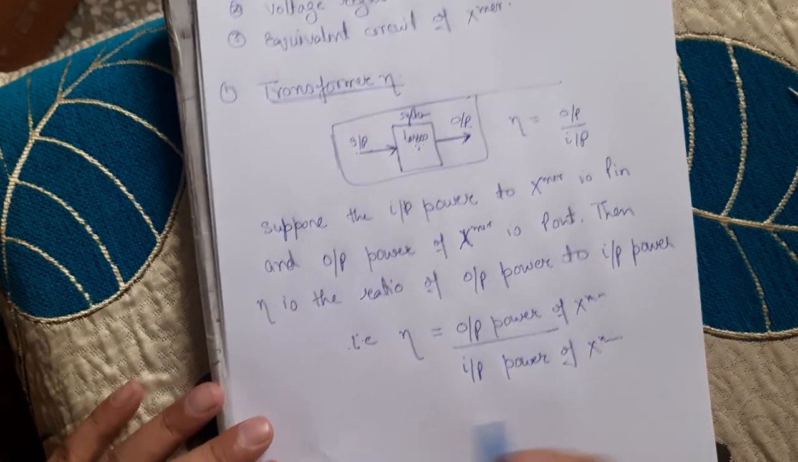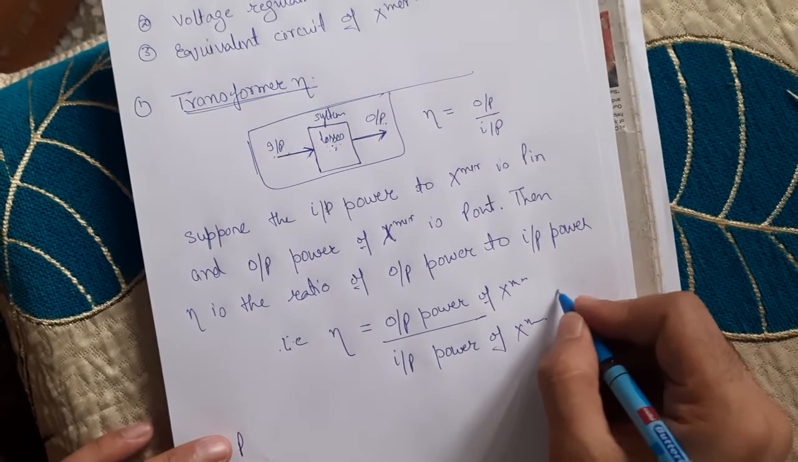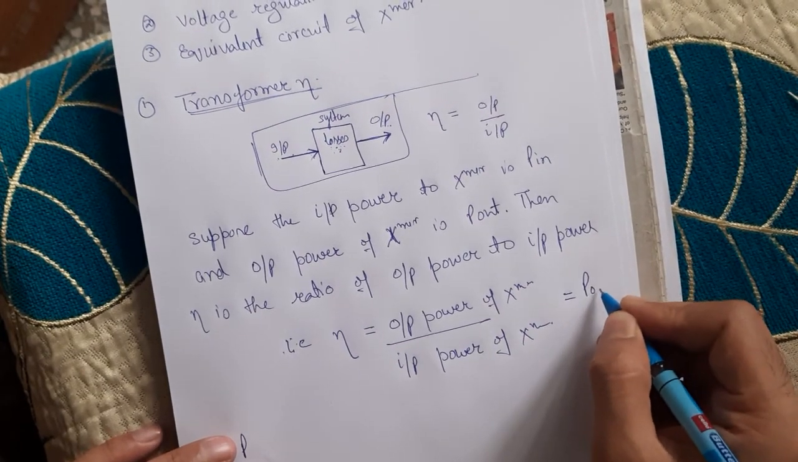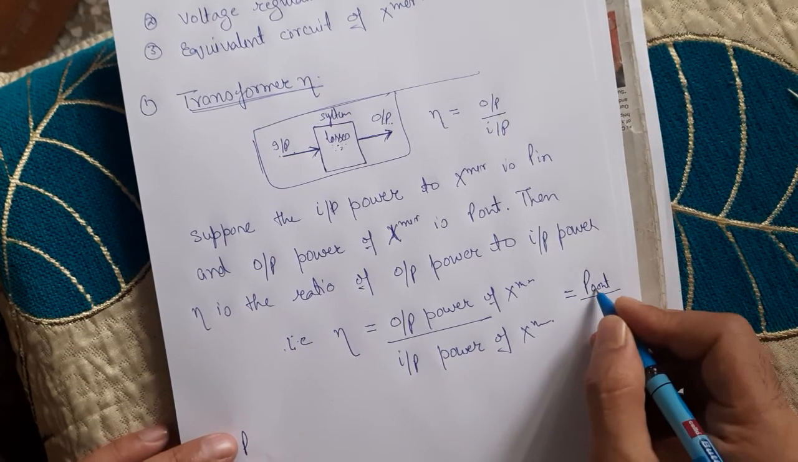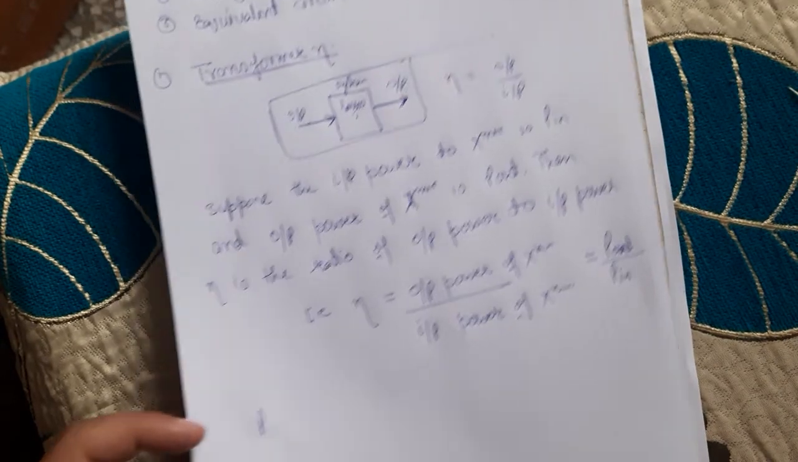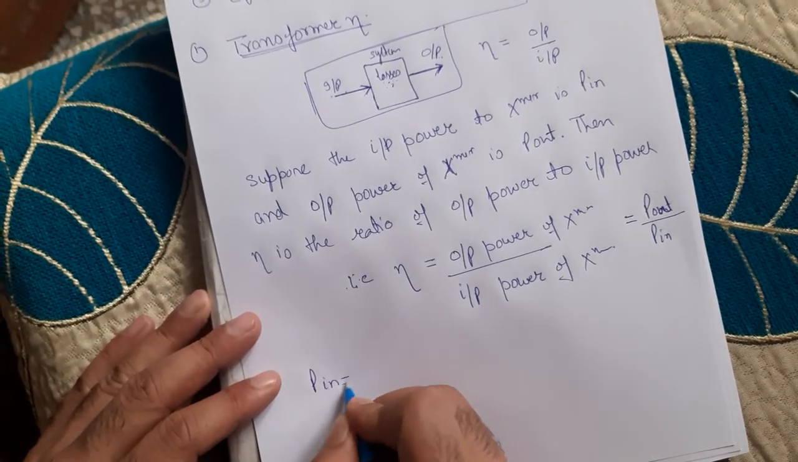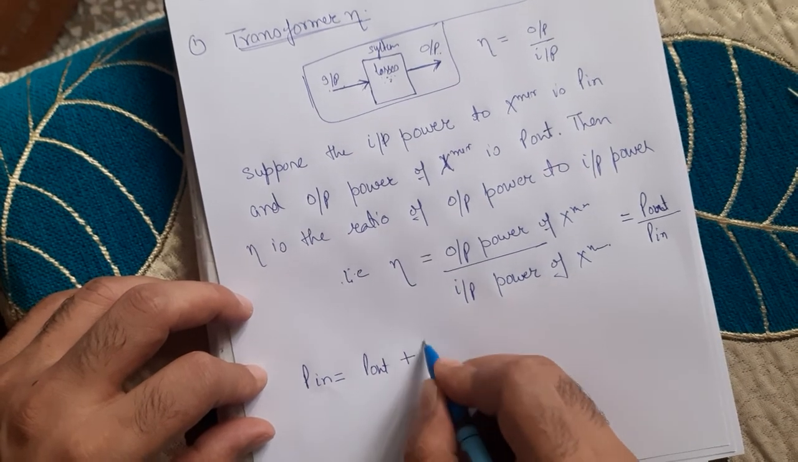Efficiency is P out divided by P in. But we also know that the input power to the transformer is nothing but the output power plus losses.